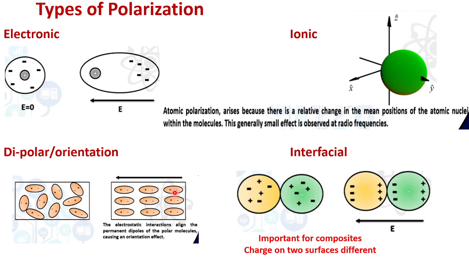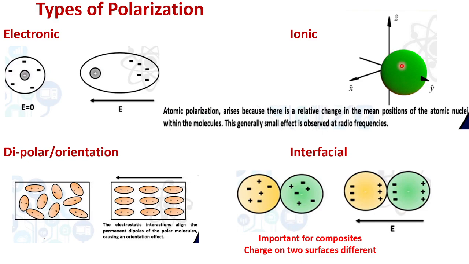as well as electric field strength. Now, specifically, there are four different types of polarization that can happen in a molecule. First is electronic polarization, that is the electron cloud distorted in presence of electric field. The next is ionic polarization. What is ionic polarization? It is the distortion of the charge center. So, atomic polarization arises because there is a relative change in the mean position of the atomic nuclei within the molecule, and the strength of this polarization is very weak and it is observed at a radio frequency level.